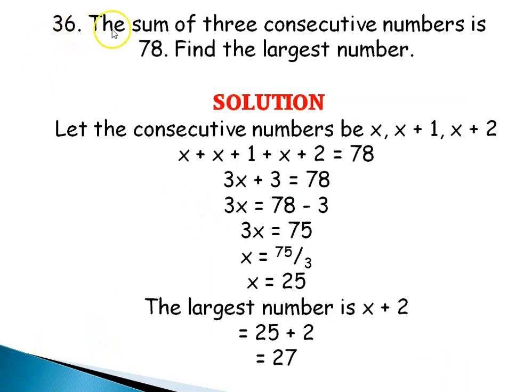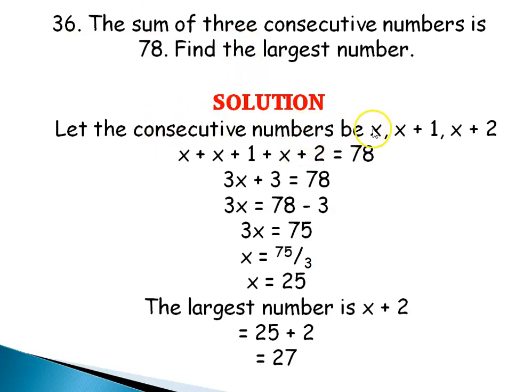Question 36. The sum of 3 consecutive numbers is 78. Find the largest number. When we say consecutive numbers, we mean numbers that follow each other. 1, 2, 3, 4. They are consecutive numbers. 6, 7, 8. They are consecutive numbers. So consecutive numbers are always greater than each other by 1, 1, 1. There will always be 1 between them. Do you understand? So since we don't know the number, let's use x to represent it.